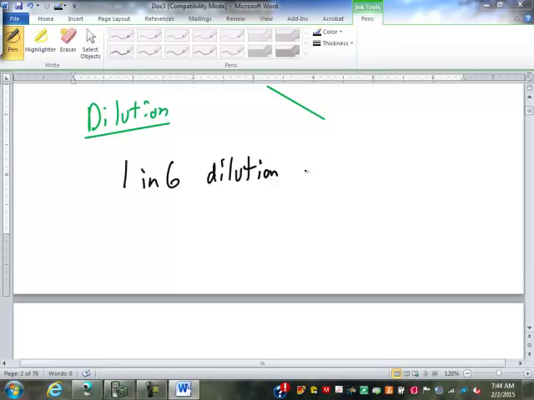And like I said, this might be for lubricants. Some lubricants need to be diluted. A lot of cleaning supplies need to be diluted. If you're doing any sort of acid etching or surface treatments like that, many of those chemicals are diluted. So a 1 in 6 dilution means 1 part of chemical in 6 total parts.